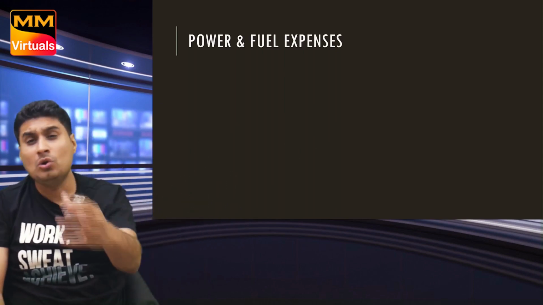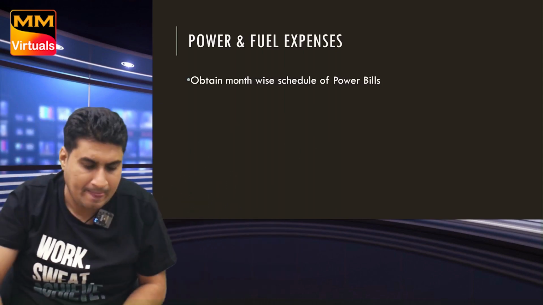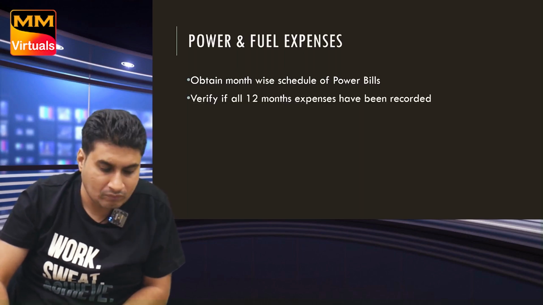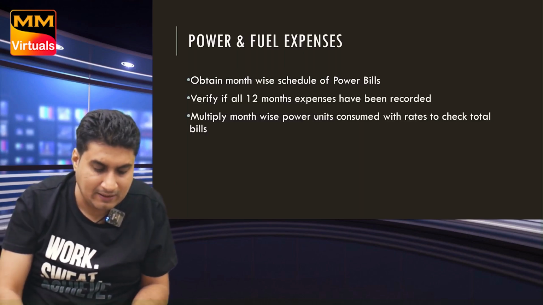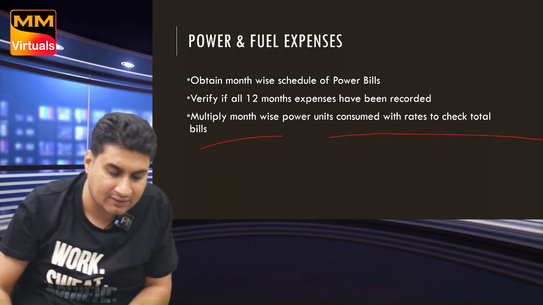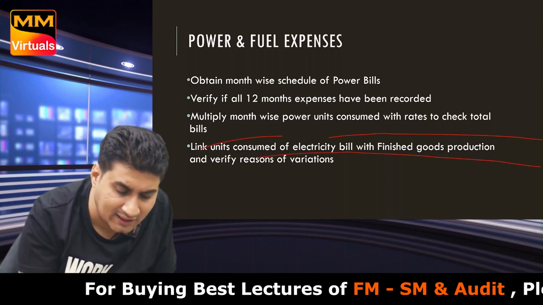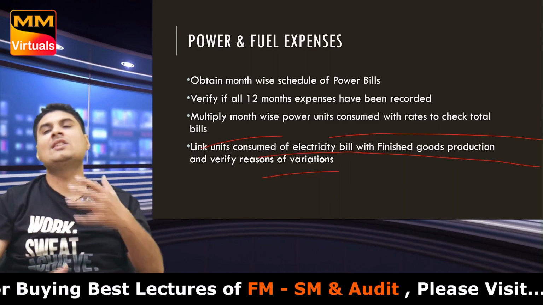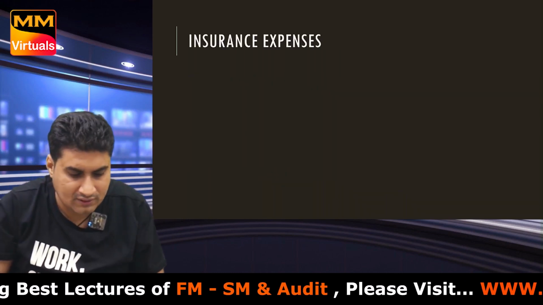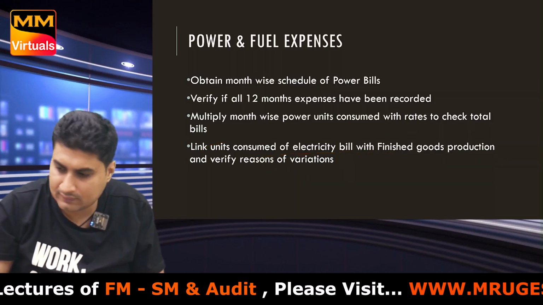If you can do that, amazing. Obtain the month-wise schedule. Verify all 12 months' expense charge. Multiply the monthly power units with the rate. Link the electricity bill with FG production. Verify reasons for variation. Simple? Yes, sir. Amazing.